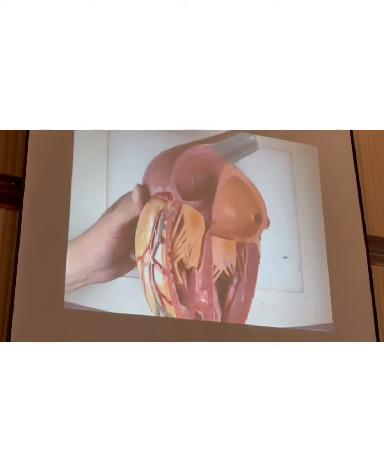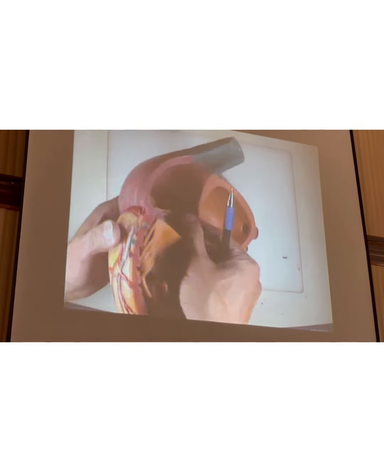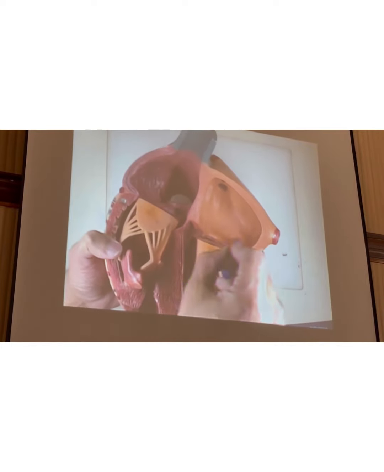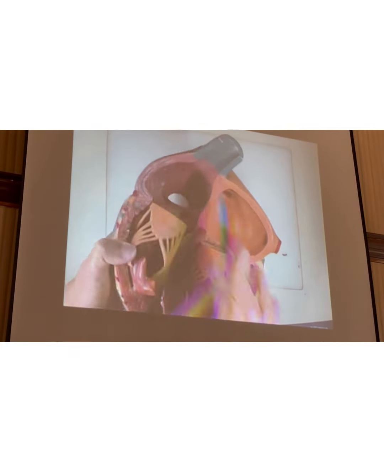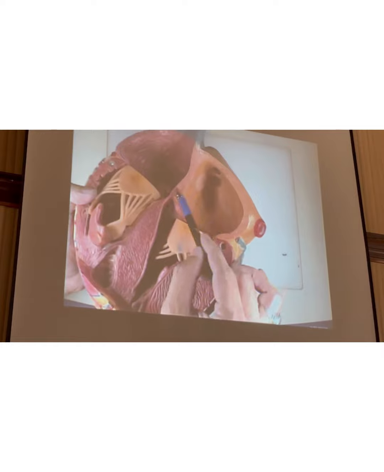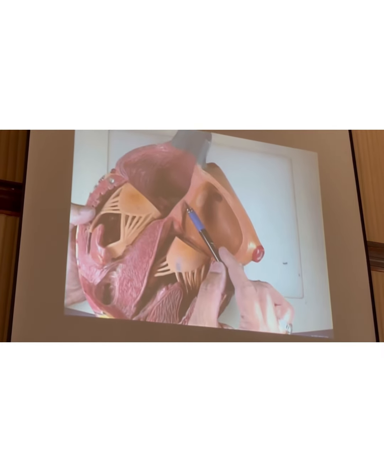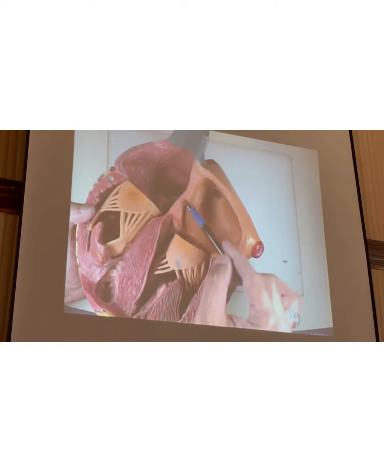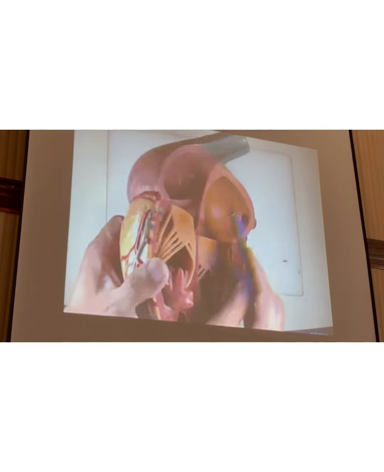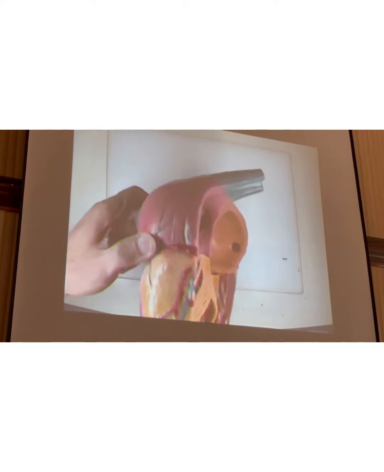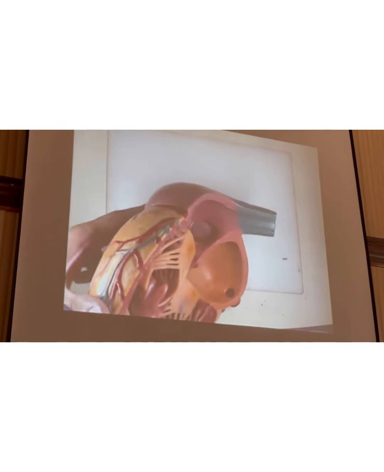Posteromedially, this is the septum that separates the two atria. So, the left atrium, this is the right atrium, and this is the interatrial septum, or atrial septum. Within the atrial septum, there is a depression. If you see it here, it is clear.